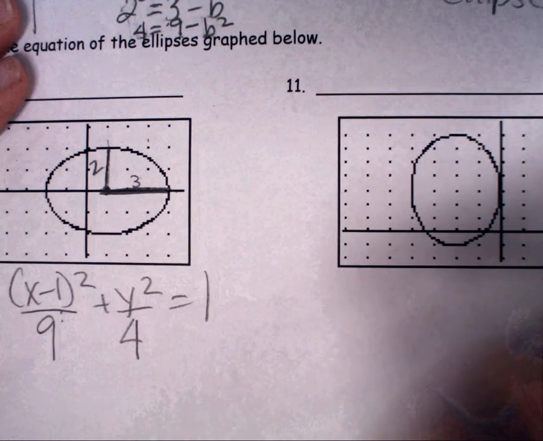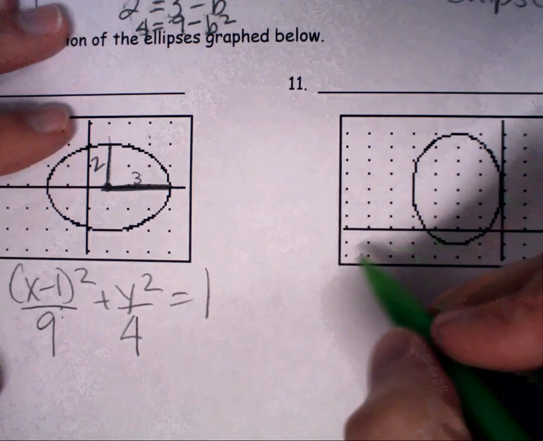Easy as pie, which isn't a circle at all, so sorry about that. Or which isn't an ellipse at all.